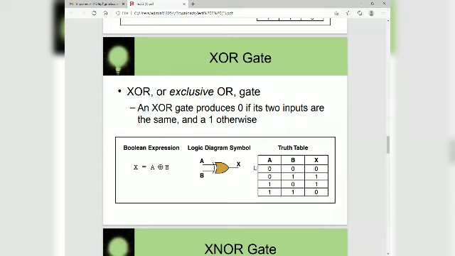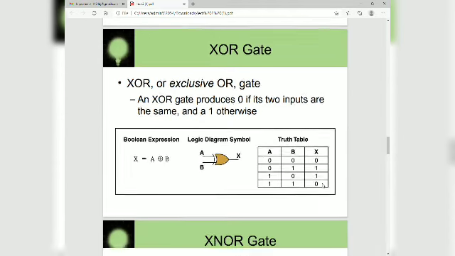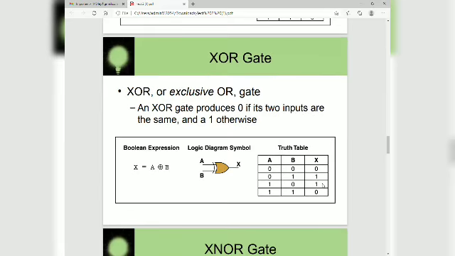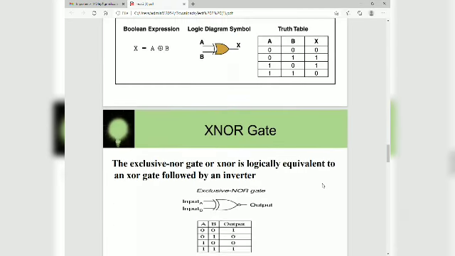This is the truth table of the XOR gate. If A and B both are 0, that is equal, then output is 0. If A and B both are 1, then output is 0. That is, the same inputs produce 0 output. And if A is equal to 0, B is equal to 1, then output is 1. If A is equal to 1, B is equal to 0, then output is 1. So this is the XOR gate.